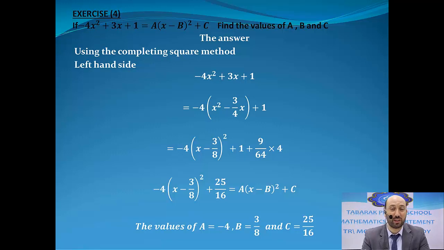And if you want to make a quick revision for the completing square method, you have to revise the first semester, because we just studied it in the first semester.